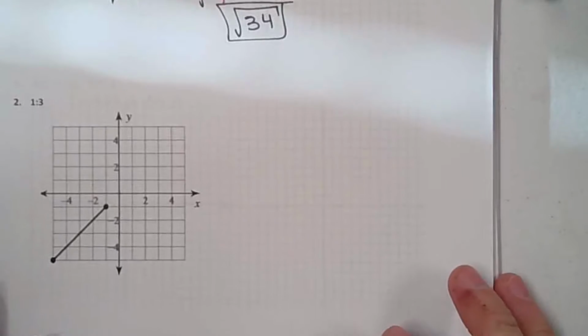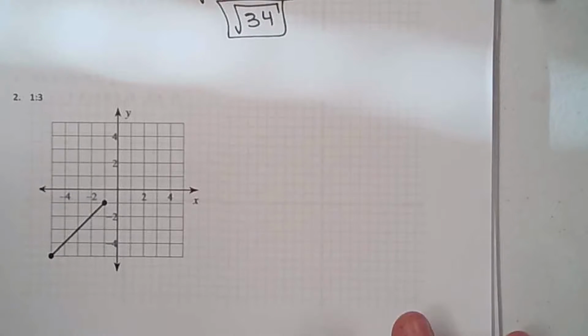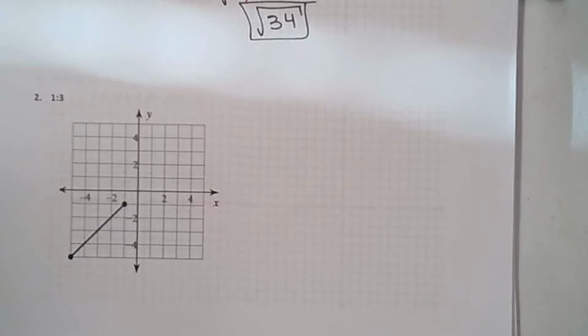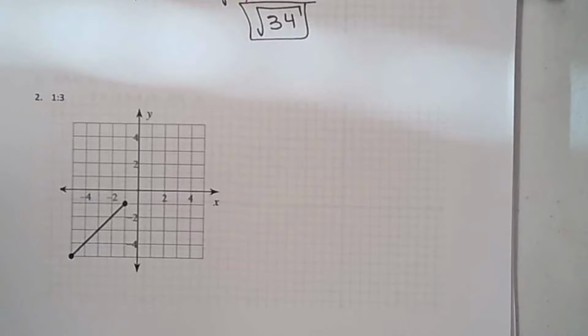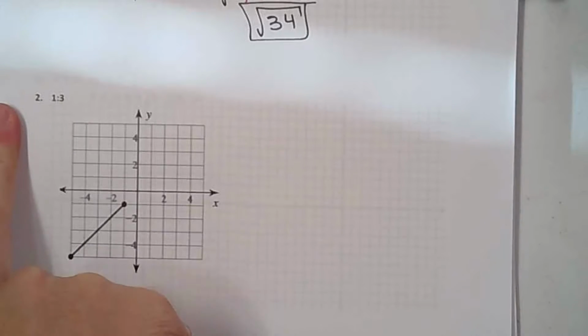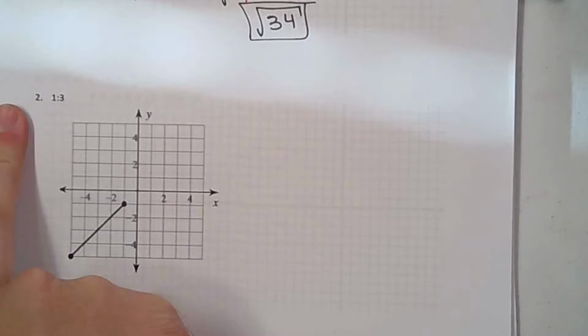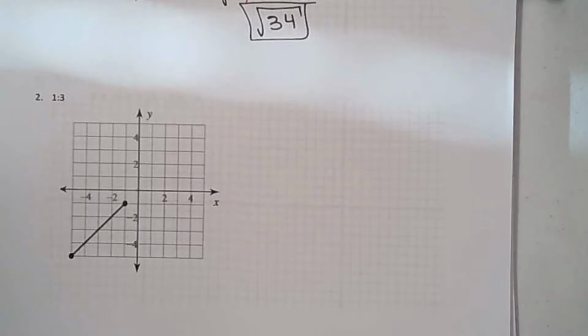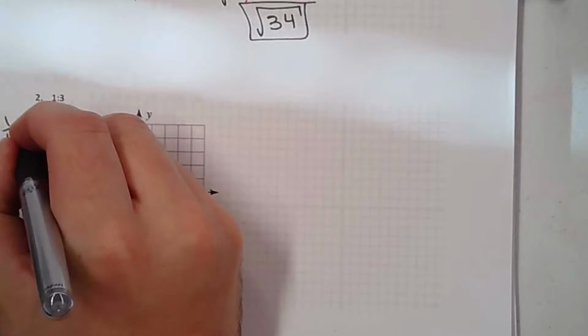Number 2 is a 1 to 3 ratio. So for number 2, if I deal 1 card to you and 3 cards to the other person, how much of the deck did the person with 1 card get? A quarter, right? So really what we're talking about is a quarter versus 3/4.